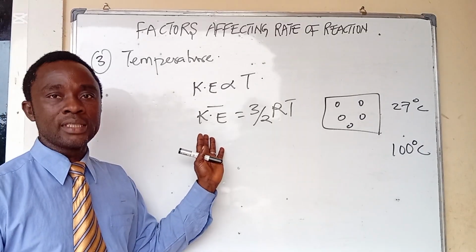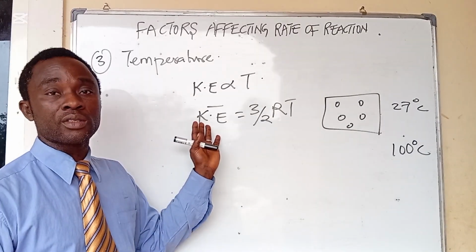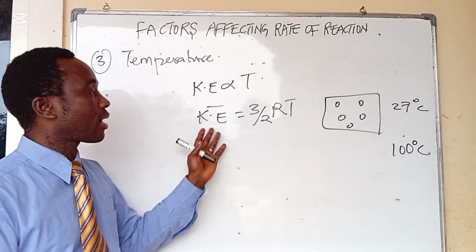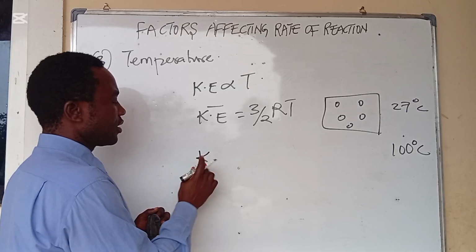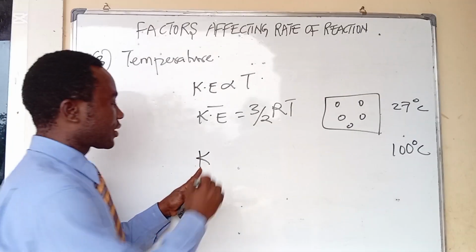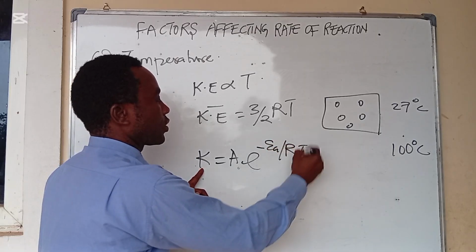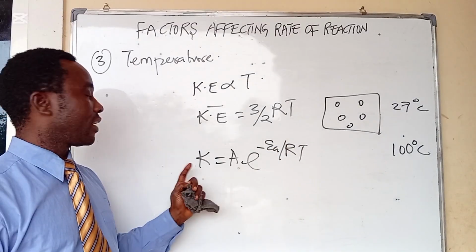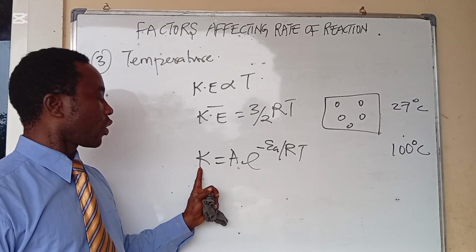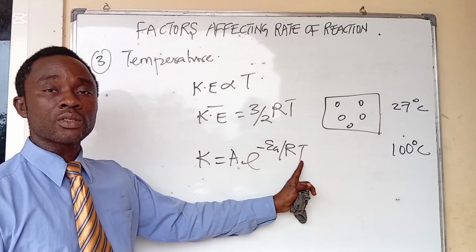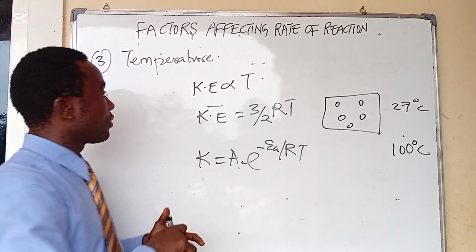This was explained according to the transition state theory. I mean Arrhenius theory. According to Arrhenius theory, the rate constant is equal to A exponent minus Ea over RT. You can see that the rate constant is actually dependent on temperature, meaning that temperature will always affect the rate of a chemical reaction.